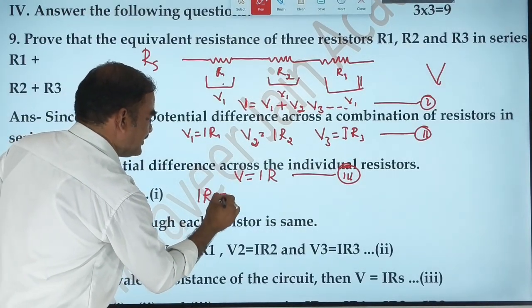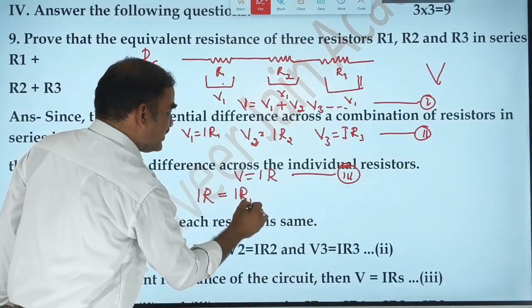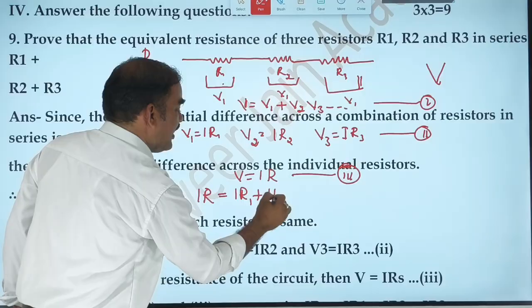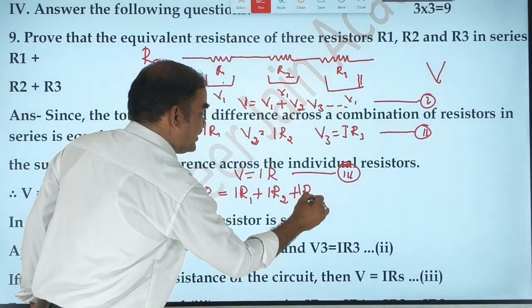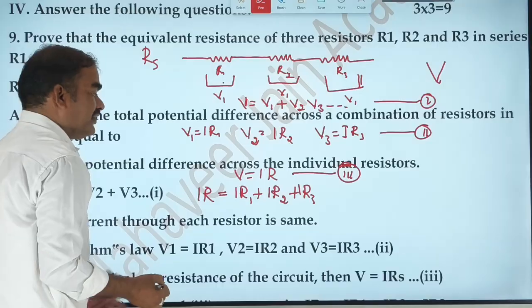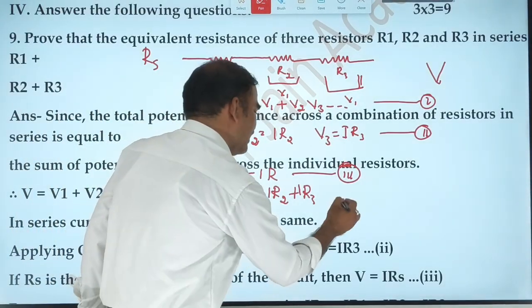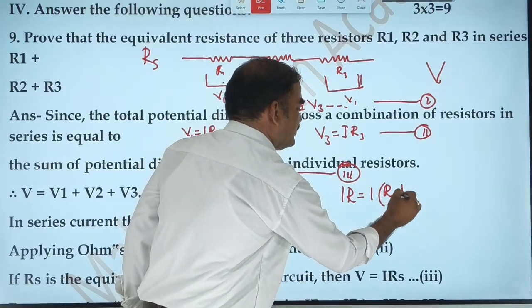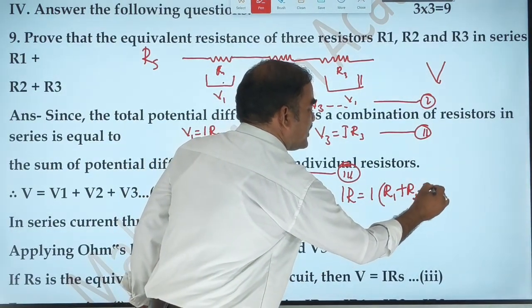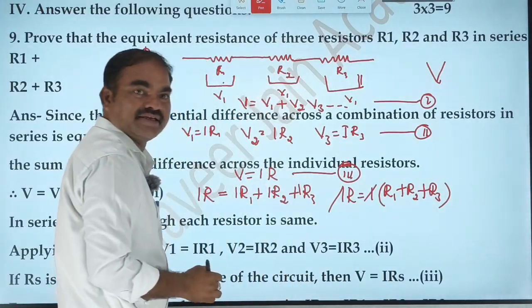IR I will take, and this one V1 plus V2, V1 is there, no? IR1 is there, and it is what? IR2, and this one is what? IR3. Okay, can we take I as a common here? If you take I as a common, I R equals what? I into bracket R1 plus R2 plus R3. So I will get cancelled here.